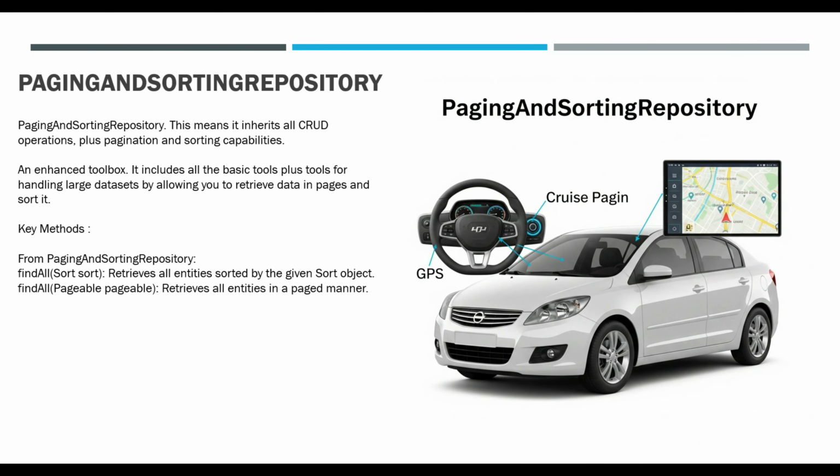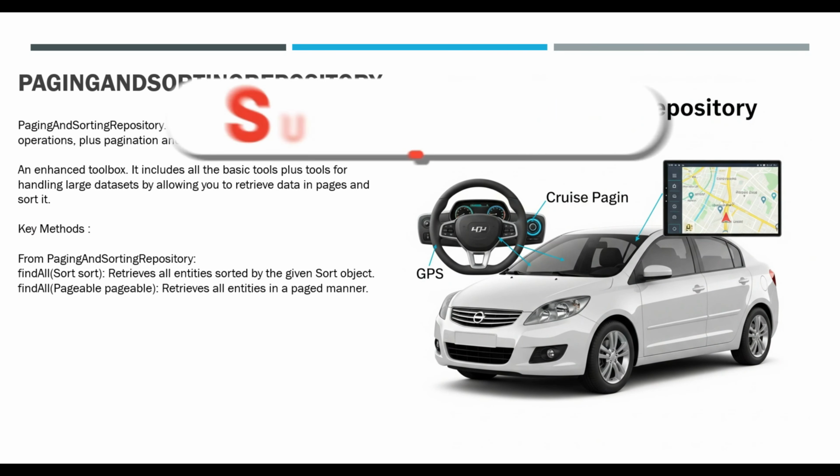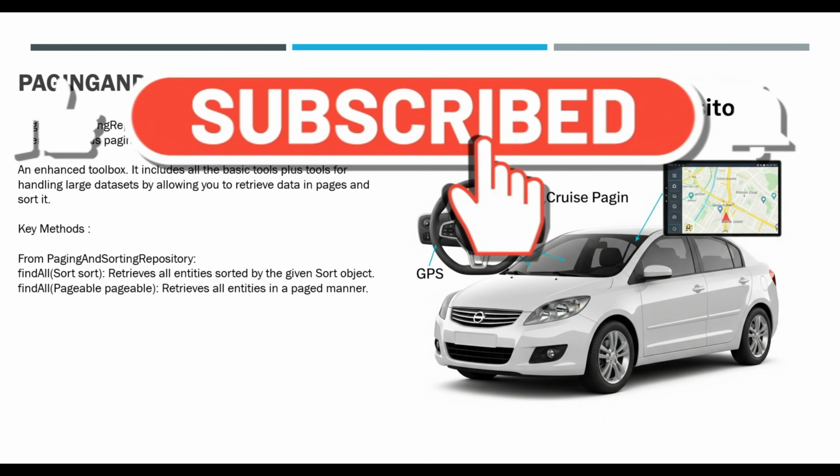You can consider this as an enhanced toolbox which contains all the basic tools plus more. Let's say you want to handle a very large set of data and retrieve it using a pagination or sorting mechanism; you can use pagination and sorting. What are the methods? There is findAll, which takes a Sort and retrieves the data in a sorted way, and the other one takes a Pageable, which retrieves it in a paged manner.